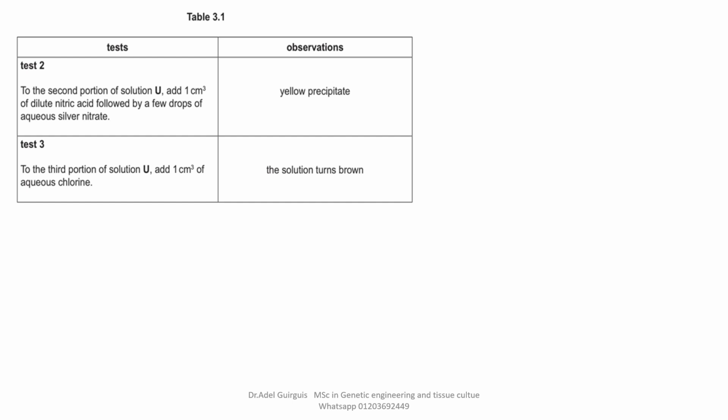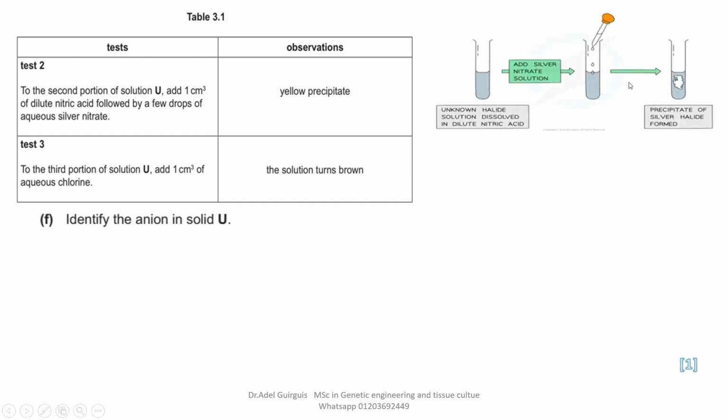Okay, if yellow precipitate is formed, this indicates what? Look, identify the anion in solid U. Right here, unknown halide, chloride, bromide, iodide solution dissolved in dilute nitric acid. This unknown acidified salt, we add silver nitrate solution. Look, a silver nitrate solution dropwise. Here precipitate is formed of silver halide, silver chloride, silver bromide, silver iodide, and the color of precipitate indicates the presence or the identity of this halogen.